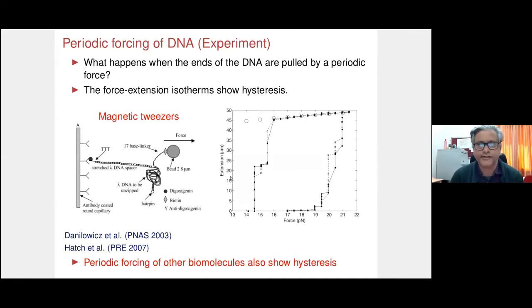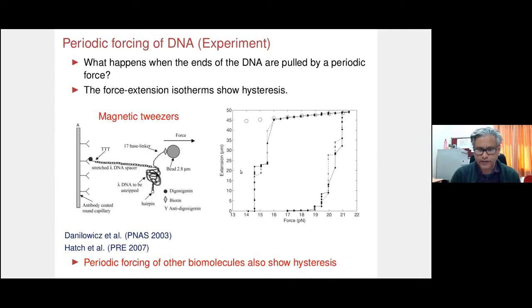So now the question arises: what happens when the ends of the DNA are pulled by a periodic force? The answer is that the force extension isotherms show hysteresis depending on the frequency of the pulling force. Here is an experimental result from the Harvard group, who used magnetic tweezers. We have a DNA hairpin, where one end is anchored at some support, and the other is on a magnetic bead, which can be pulled by applying a magnetic field.